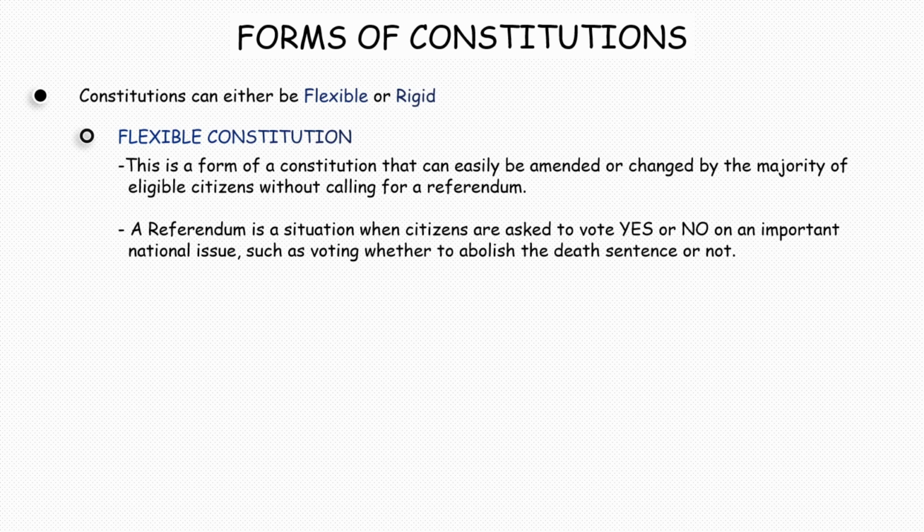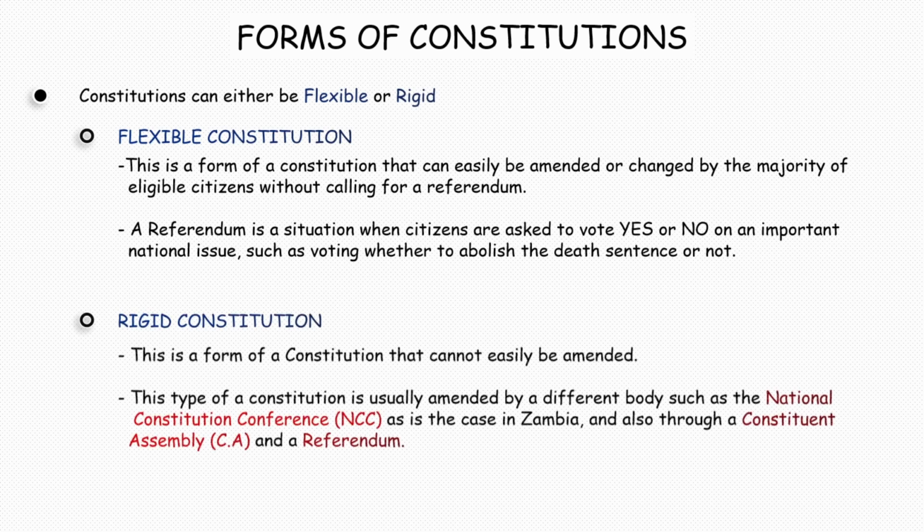So basically, a flexible constitution is easily amended. It does not require a referendum. Then a rigid constitution is the opposite. This is a form of constitution that cannot be easily amended. This type of constitution is usually amended by a different body, such as the National Constitution Conference, NCC, as the case is in Zambia, and also through a constituent assembly and through a referendum.